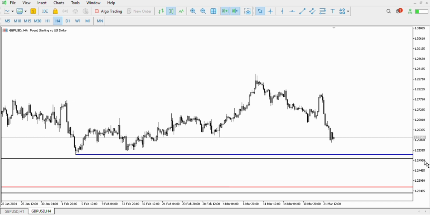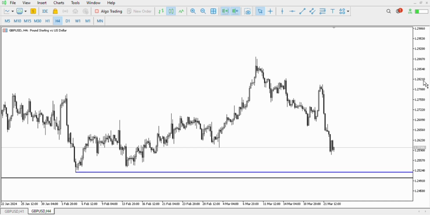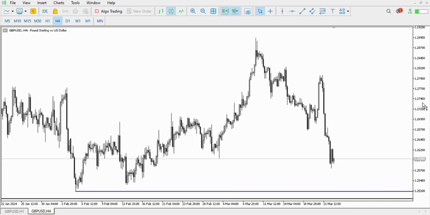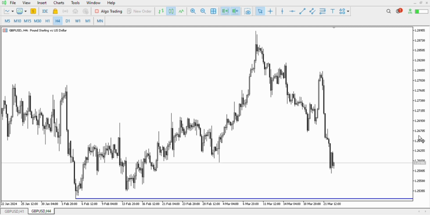Now, why I'm saying that you must see a break of structure on the 4-hour time frame is because I want to give you guys a tip right now. When you're looking at the 4-hour order block, look for a break of structure in the 15 minutes time frame. When you're looking at the daily order block, look for a break of structure on the 1-hour time frame. When you're looking at, let's say, the weekly time frame order block, look for a break of structure on the 4-hour time frame. When you're looking at an order block on the monthly time frame, look for a break of structure on the daily time frame. I'm giving you guys this tip.